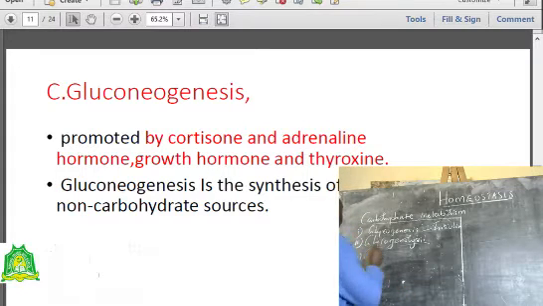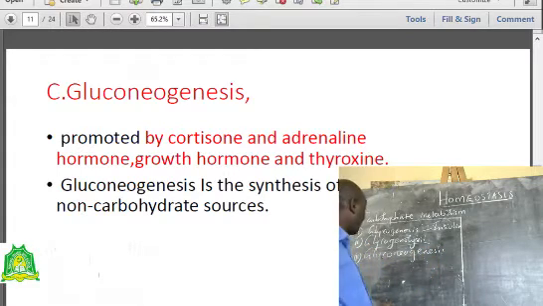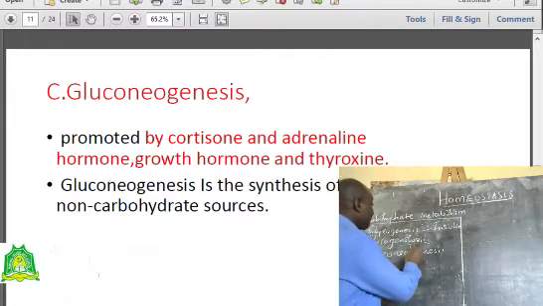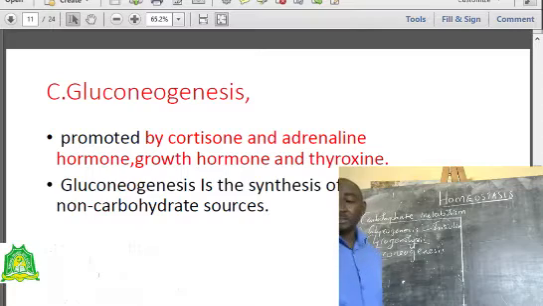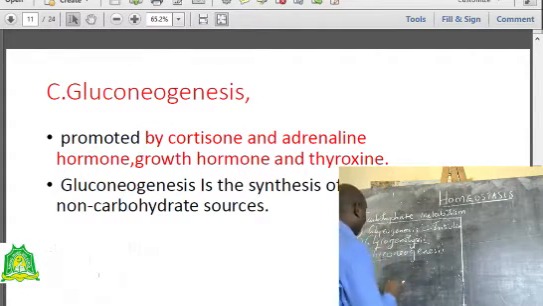So we have gluconeogenesis. If you can break down this term, dear learner, we have gluco. That means the formation of glucose, in this case, from non-carbohydrate products. What are these non-carbohydrate products? For example, we have proteins.